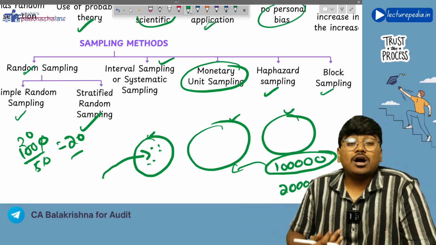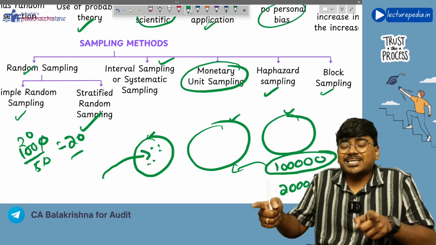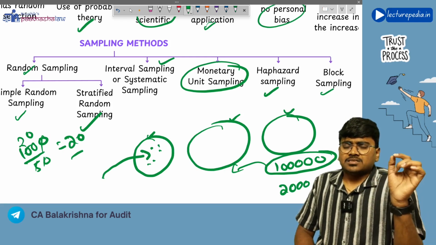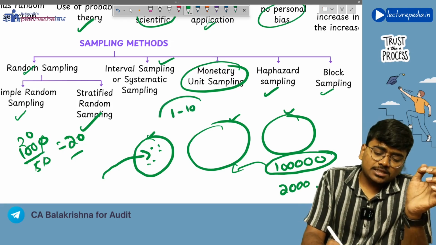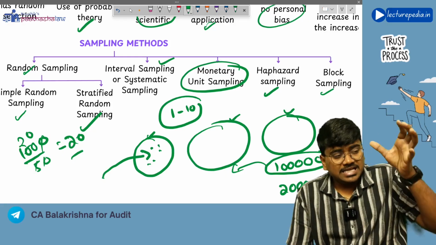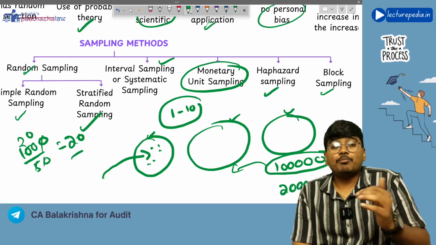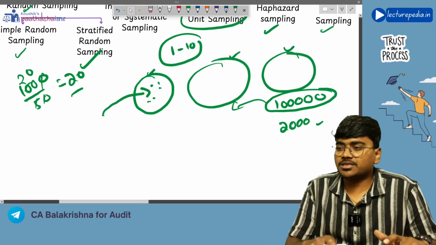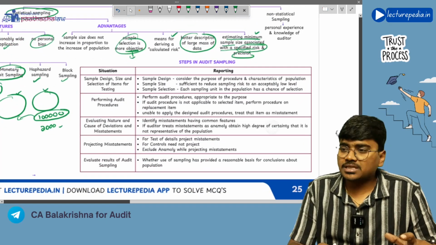Next, block sampling. In case of block sampling, you will select a block of contiguous items into the sample. Let's say, for example, sales that have taken place from the 1st to 10th of every month. So these are contiguous items you are selecting each and every month: the 1st to 10th date sales you are selecting into the sample. This is block sampling. A block of items you are directly selecting into the sample. Got it?